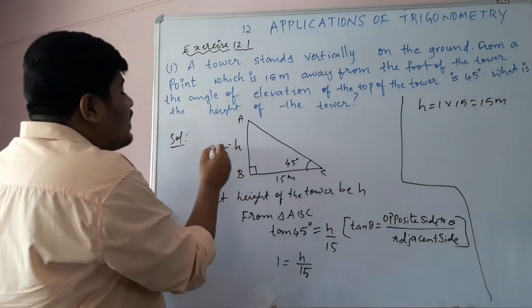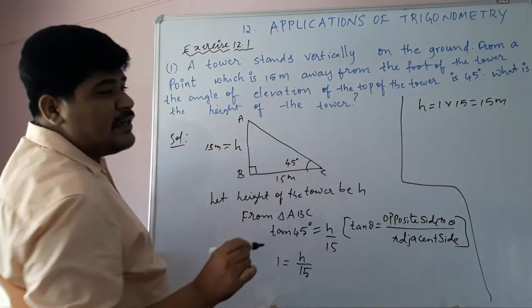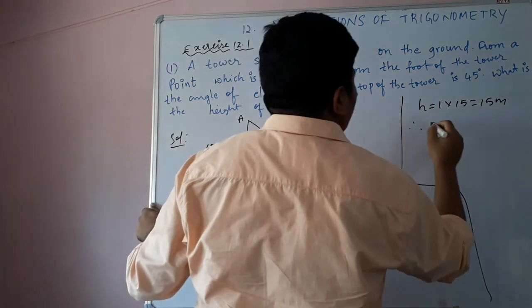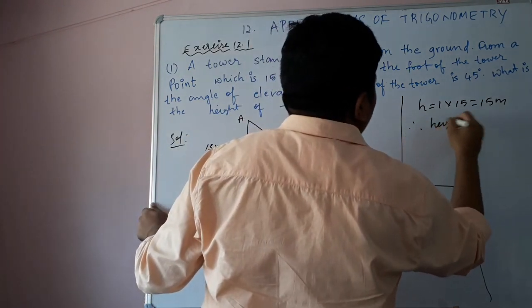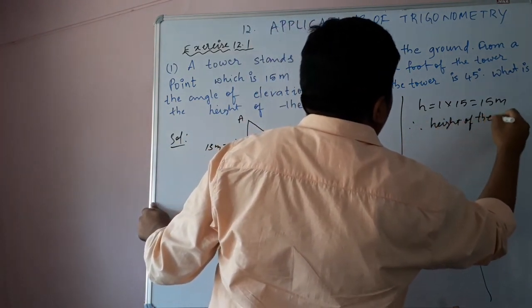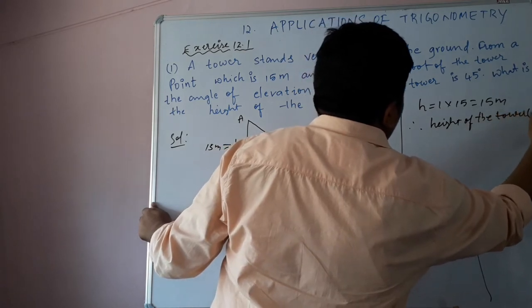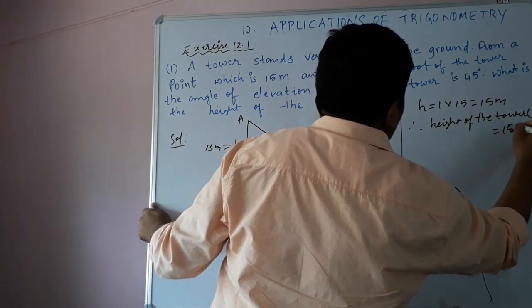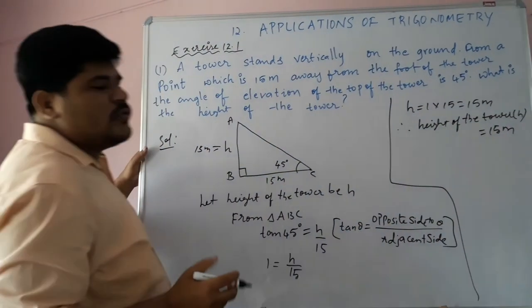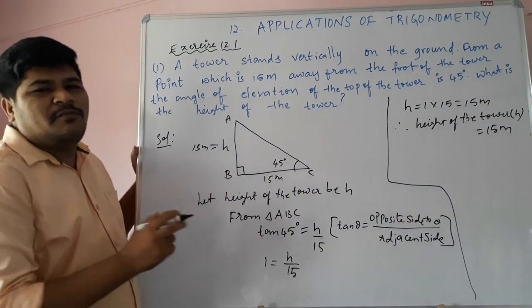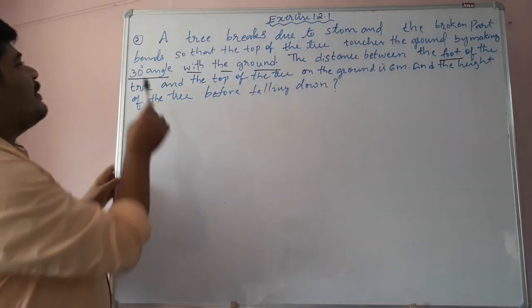So what is the height of the tower? 15 meters. So finally we write, therefore height of the tower, in bracket h, is equal to 15 meters. So students, in this way we will solve problems. Let's see problem number 2.